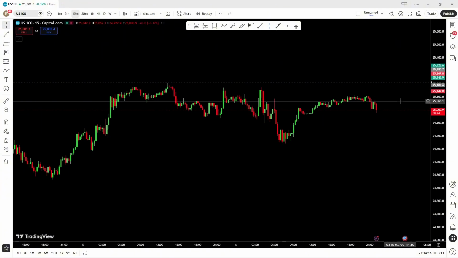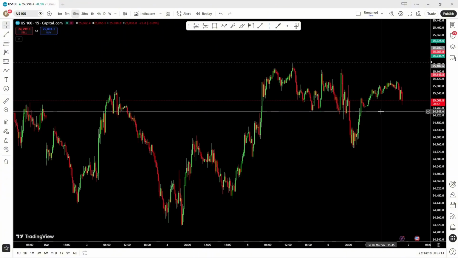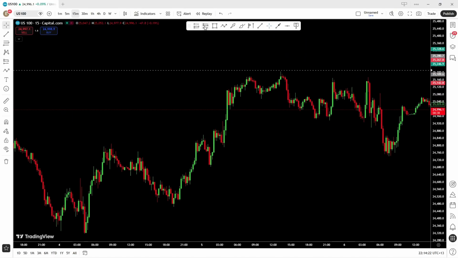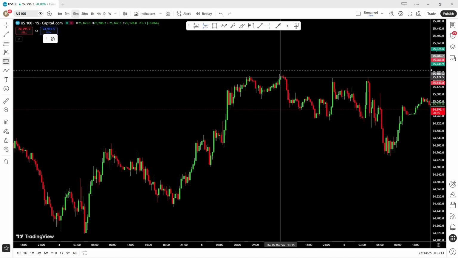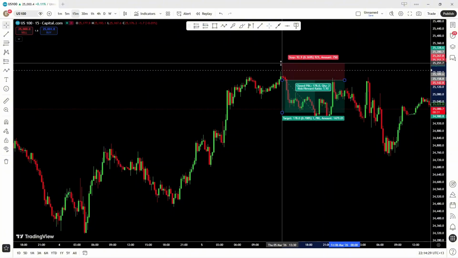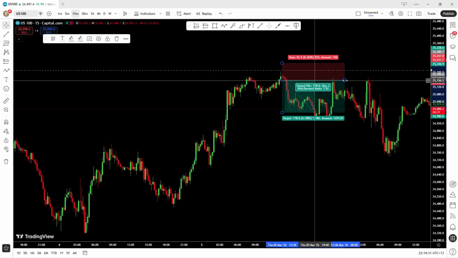Now I'll drop to a 15-minute time frame, and I'll look for rejections at this level. So you can see here we get a rejection. Look at this bearish pin bar over here. Just want to have your stop like that and just target the 1 to 2 or 1 to 3.